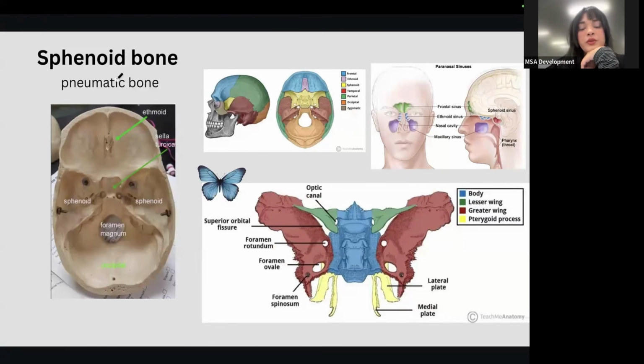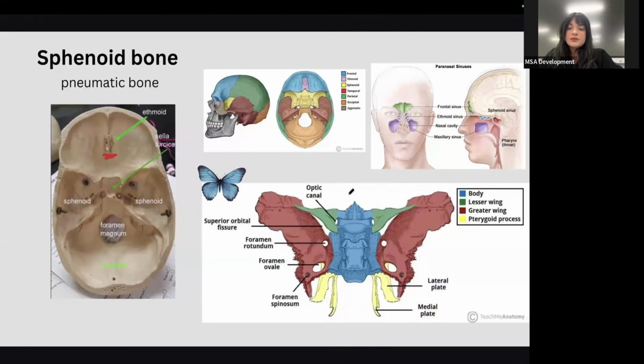Then we move on to the sphenoid bone. This is a butterfly-shaped bone. Very confusing to look at first, but very easy to remember. This is the inside of the skull. Focus on this diagram here. This is the ethmoid bone. This whole thing is the sphenoid bone. It's shaped like a butterfly. And the back is the occipital bone, right?